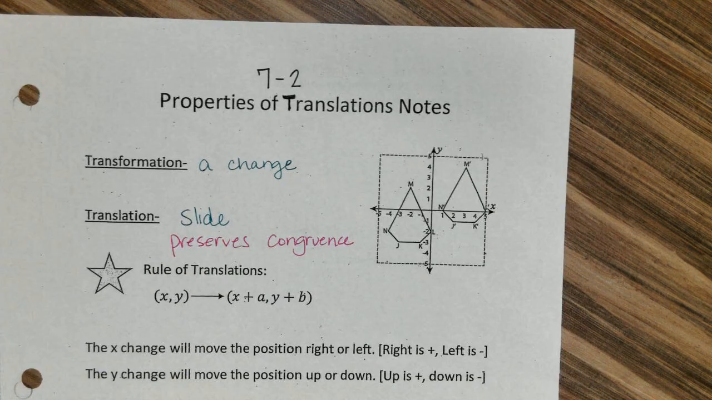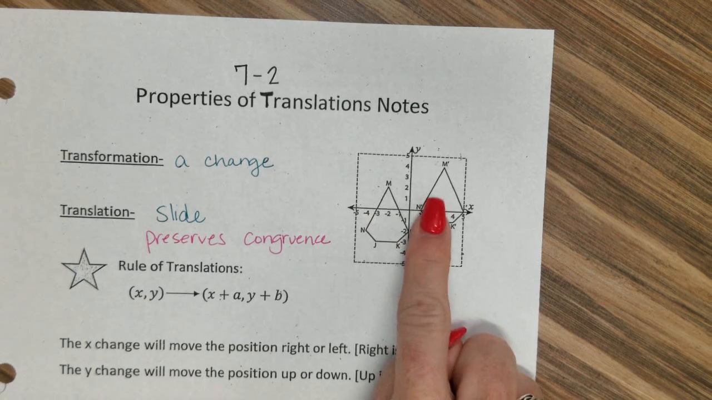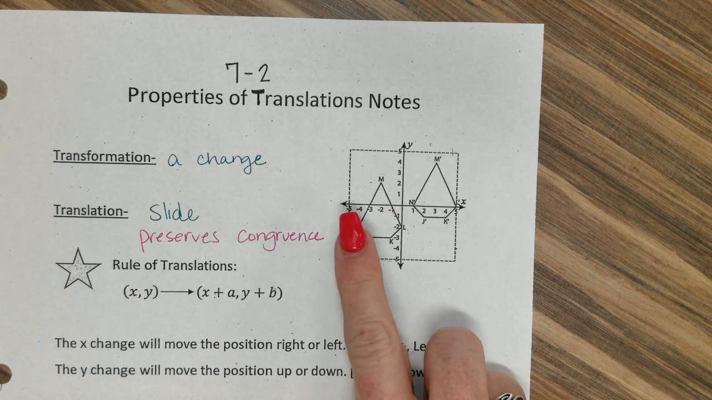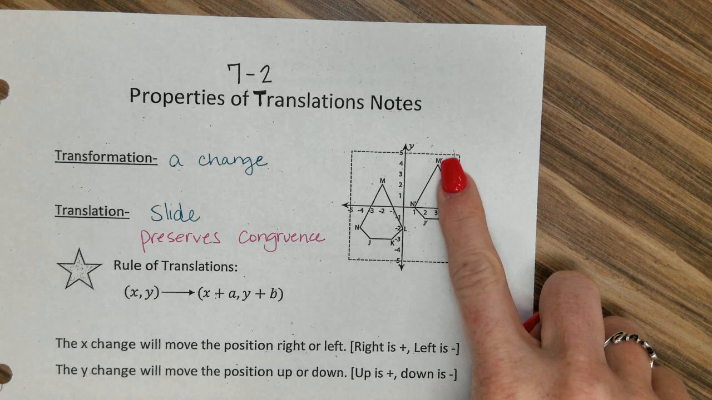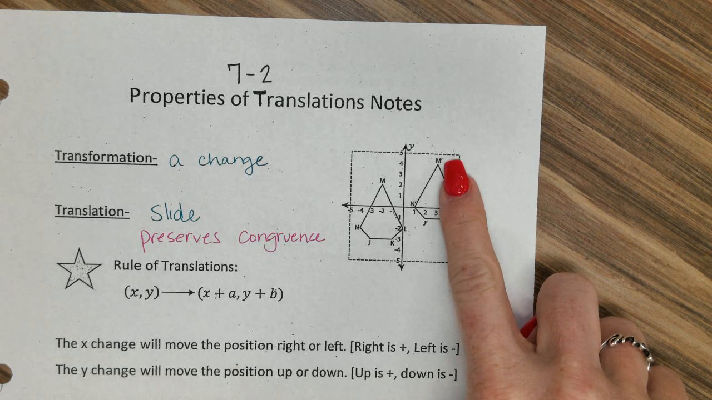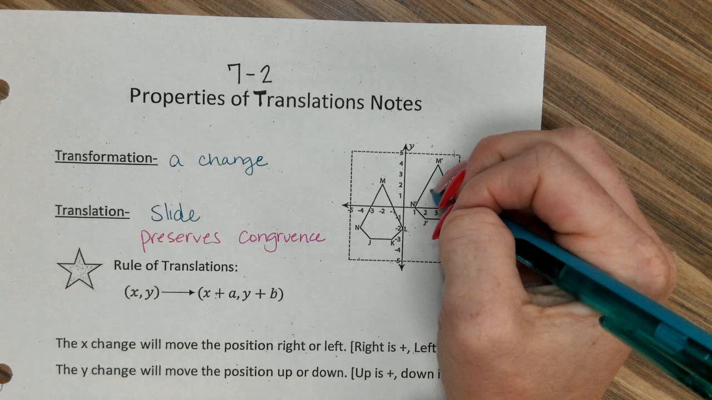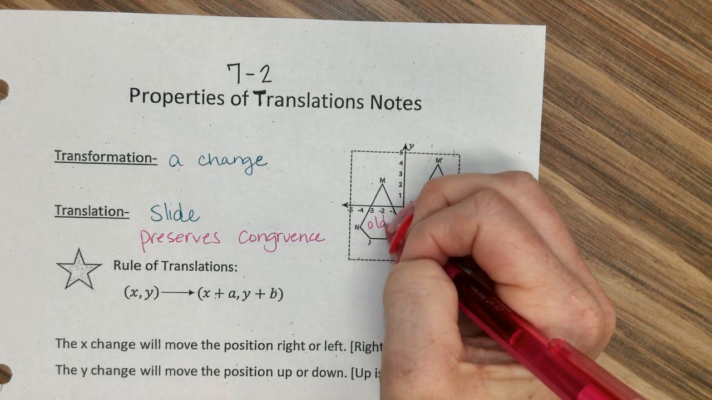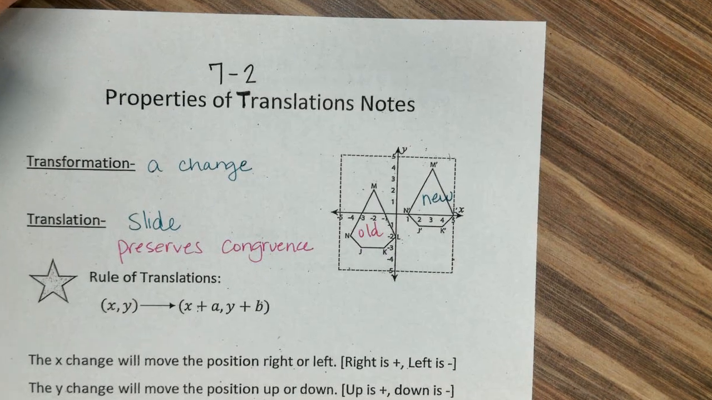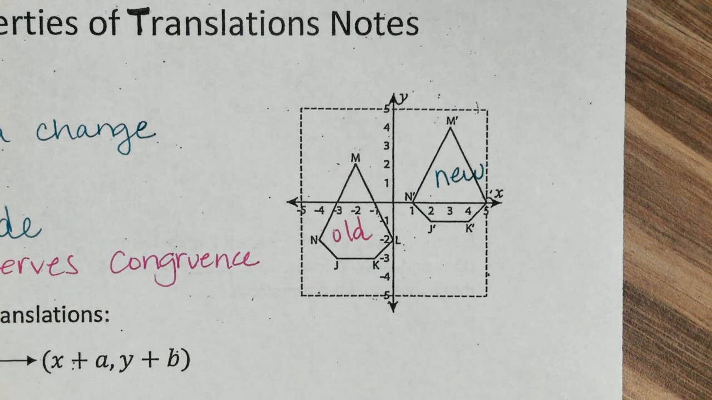Okay? So, yesterday we learned that you're going to have 2 images. How do you know which one is the old and which one is the new? This is super important. Which one gets the little prime mark? The new. So everybody put, this is the new, this is the old. And it is super important that you know that because you have to figure out how it got from the old to the new. Does that make sense?